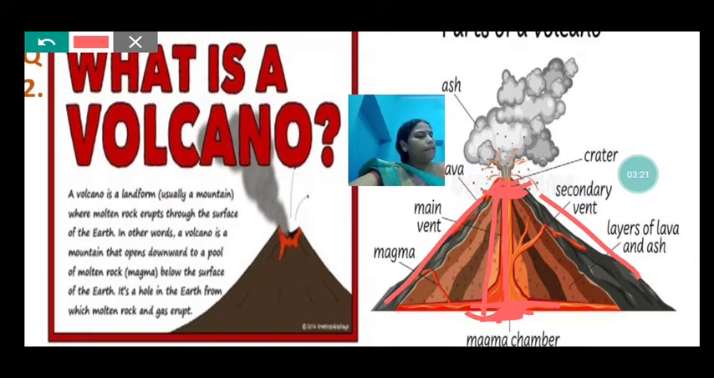So the opening in the earth's surface through which molten rocks, hot gases and ash come out from below the surface is called a volcano. And the coming out of lava, gas and ash from the crater of this opening is called volcanic eruption. Volcanoes are mostly in the form of conical mountains having a large hole at the top.